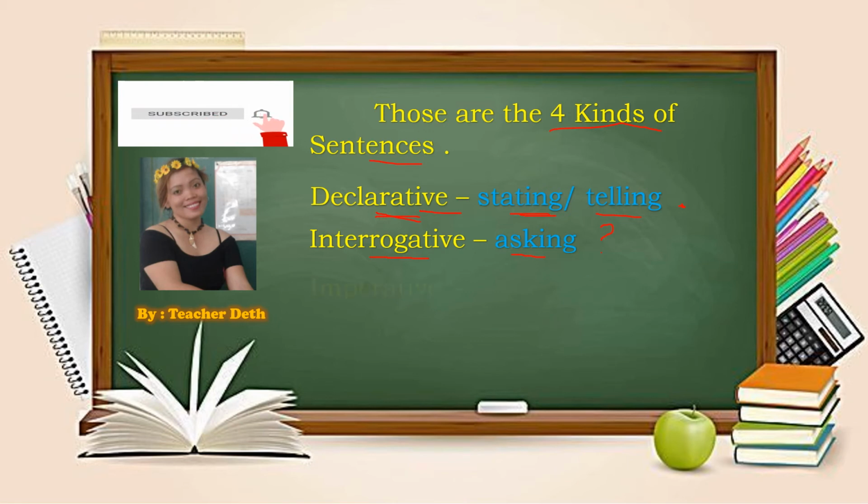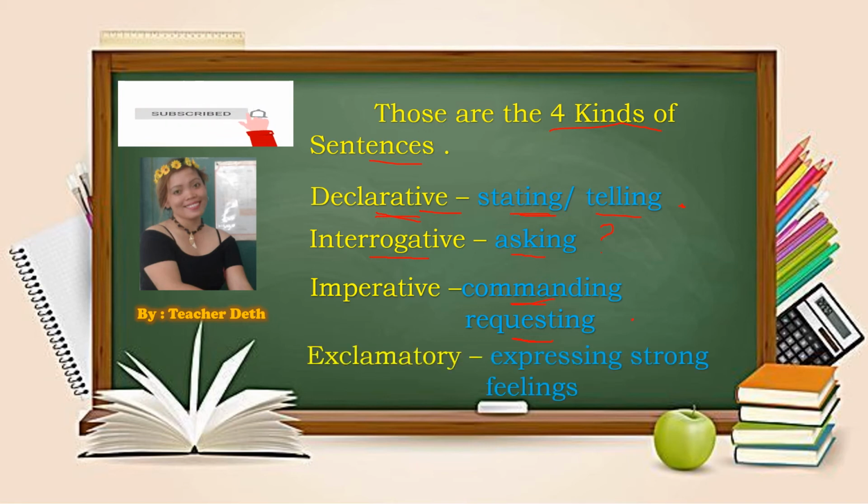Next to it, we have imperative. Imperative, that's simply commanding or requesting. Requesting if you are using polite words, right? Commanding if not. So, period. We are to use period here, right? Next, for exclamatory, that is a sentence that expresses strong feelings or emotion. And the punctuation that we are using is exclamatory point. Very good.